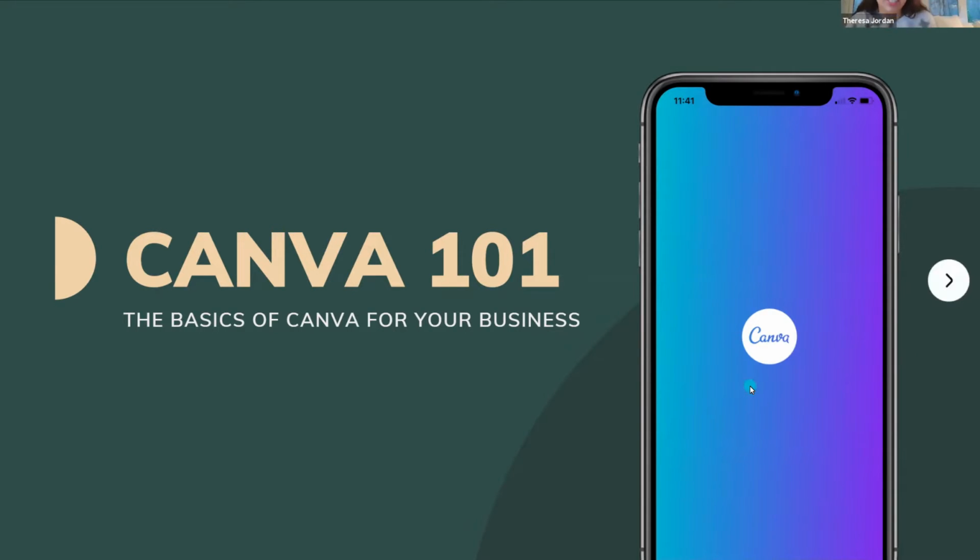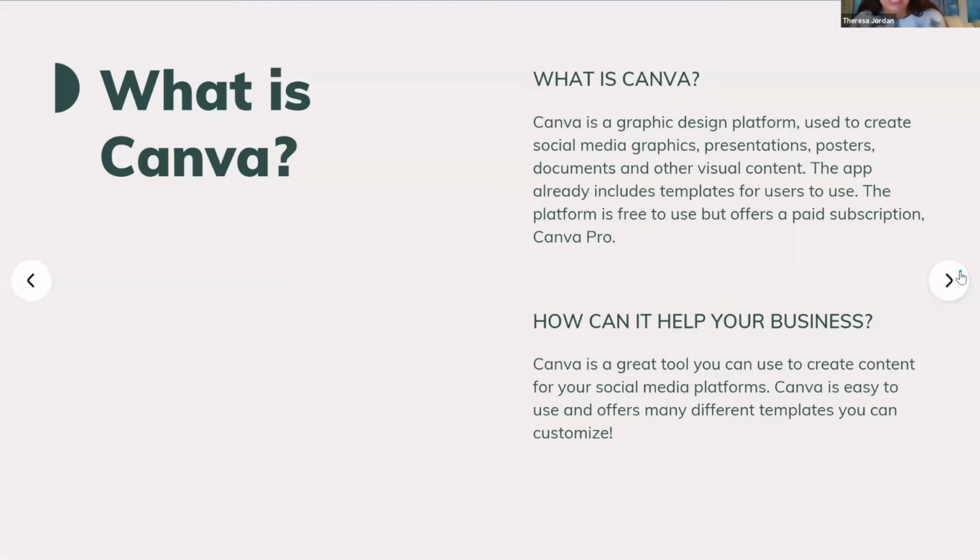All right, so today we're talking about Canva, and we're just going to talk about the basics of Canva and how it can help with your business, with your real estate business. So what is Canva? Canva is a graphic design platform used to create social media graphics, presentations, posters, documents, and a bunch of other visual content.